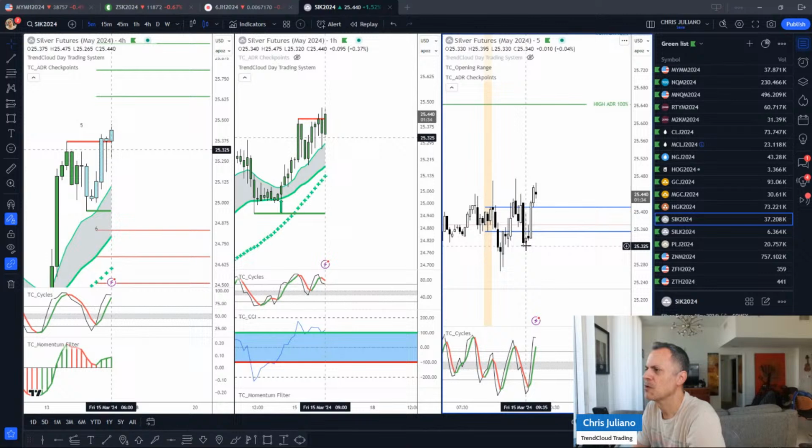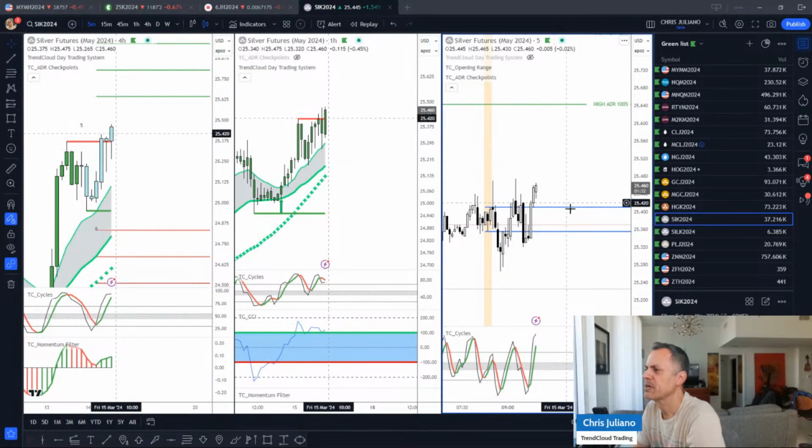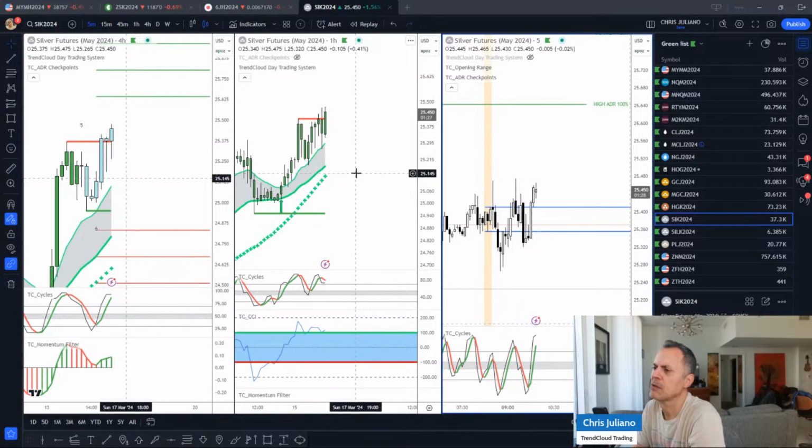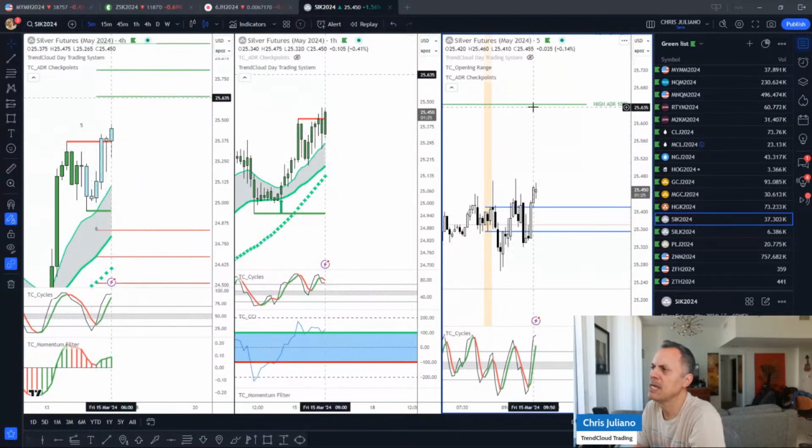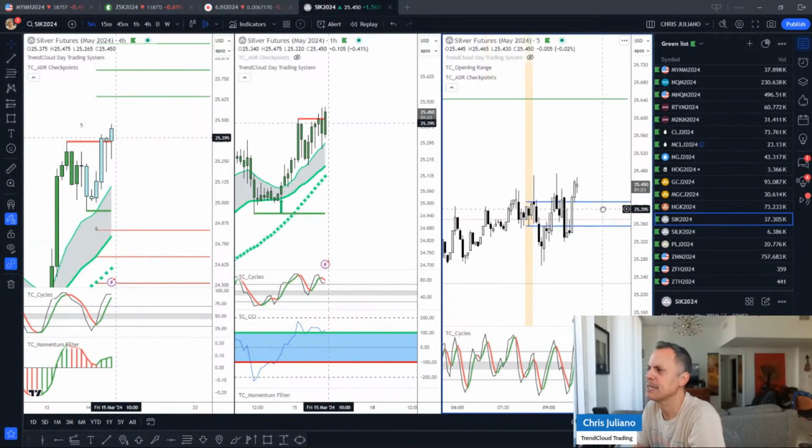Here's your low, here's your higher low, break of structure. Silver's pretty expensive. Can we make it to this ADR checkpoint today?